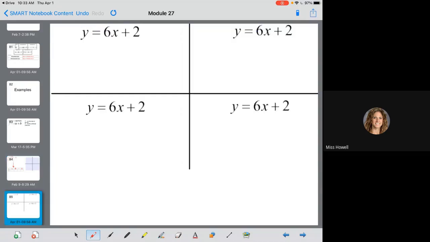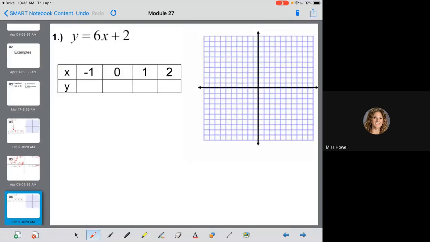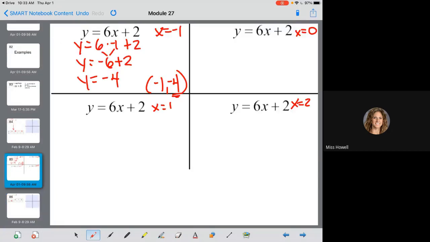Let's solve here. We're using x is -1, x is 0, x is 1, and x is 2. Just like we've been doing the last couple of days. All right, y equals 6 times -1 plus 2. PEMDAS from there. 6 times -1 is -6, plus 2. Add it up. -6 plus 2 will give us -4. All right, so one location on our line is -1, -4. So we're going to take this -4 and put it into our table, right? -4.